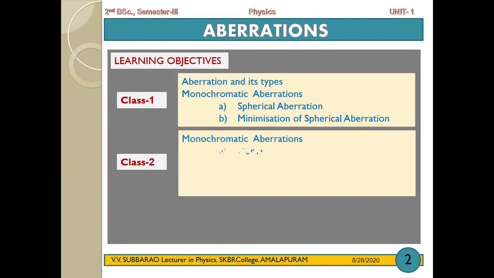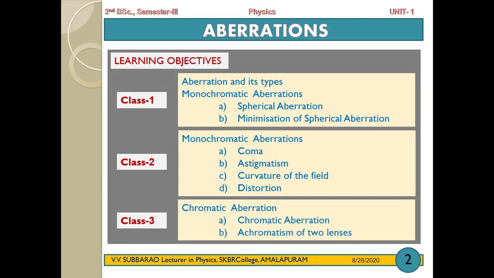In the previous classes, that is in class 1, we discussed aberrations and its types, monochromatic aberrations. Under monochromatic aberrations, we have learned about spherical aberration and minimization of spherical aberration. In class 2, we learned about the other types of monochromatic aberrations, that is coma, astigmatism, curvature of the field, distortion. Now in this third class, we are going to learn about the chromatic aberration and achromatism of lenses.